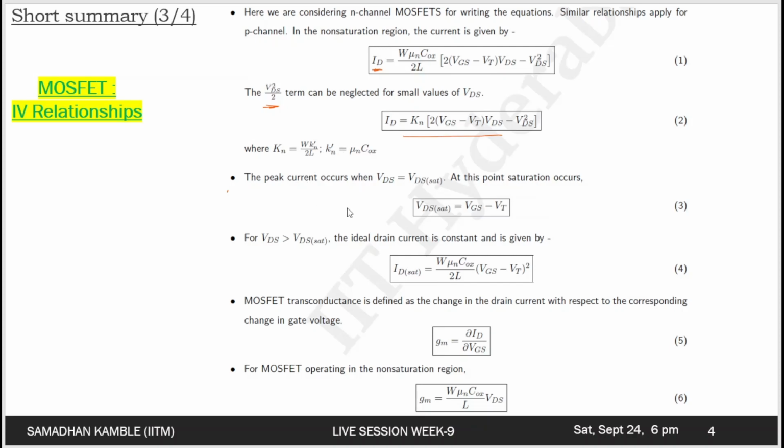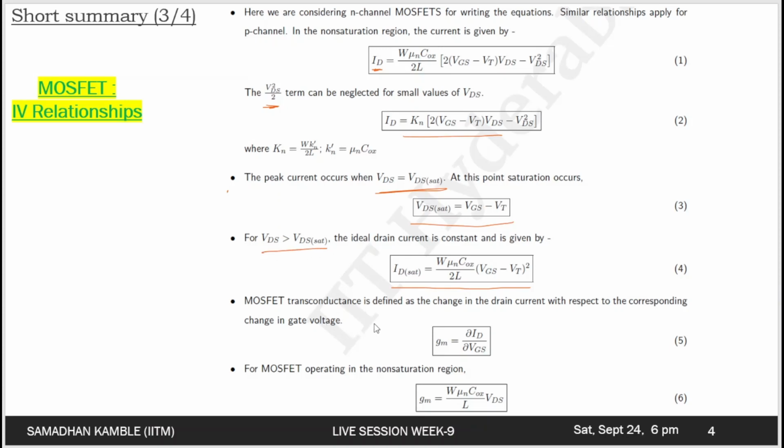Also, the peak current occurs when VDS is equal to VD sat, as we saw in the figure as well, the graph as well. So VD sat can be given as VGS minus V threshold. For VDS greater than VD saturation, we saw that the ideal current is constant and is given by this particular value, that is ID saturation, when VDS becomes very large as compared to the VD saturation.